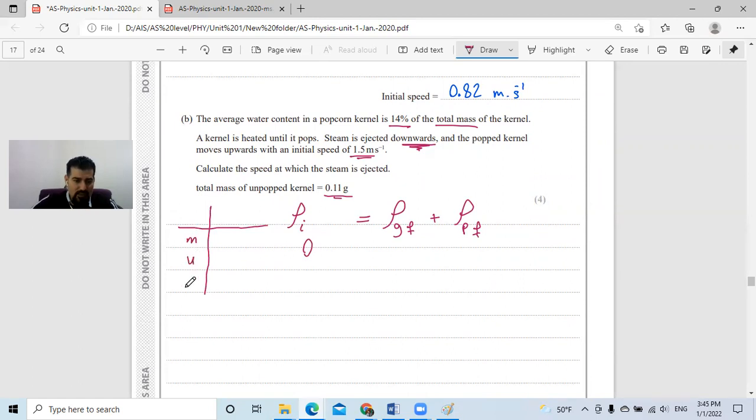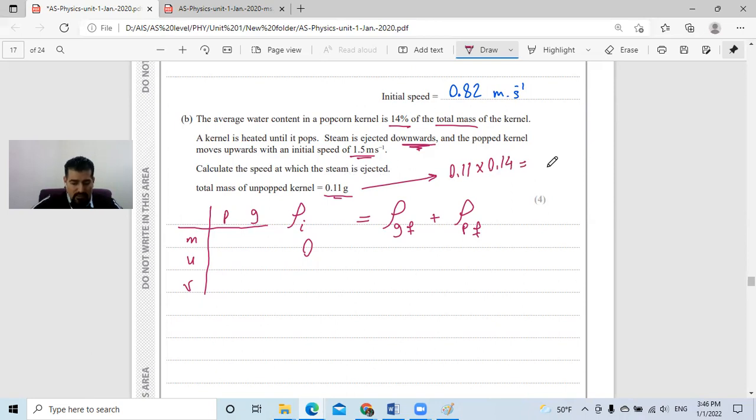M, U, and V. That is the mass for the popcorn and the mass for the gases, okay? Since the mass of the gas is 0.14 of the total mass, which is 0.11 grams, shall I keep it in grams? Yes, you can keep it in grams. So we said 0.11 multiplied by 0.14 to find the mass of the gases.